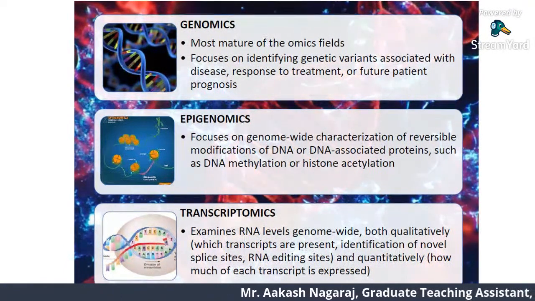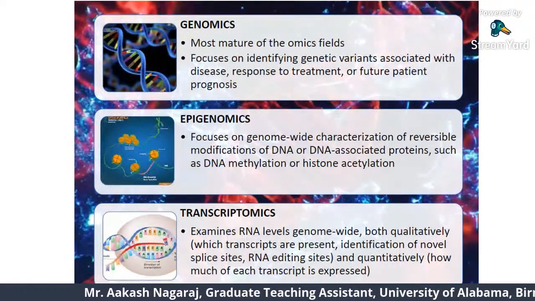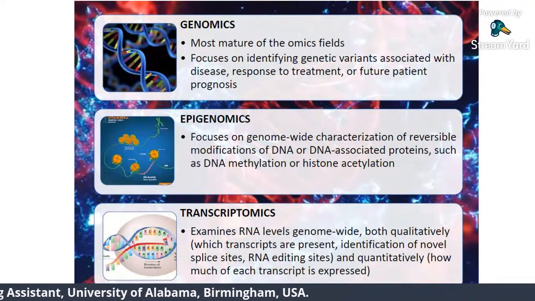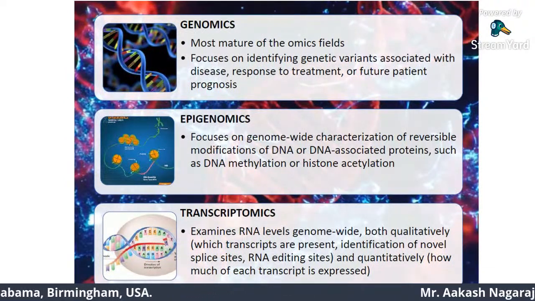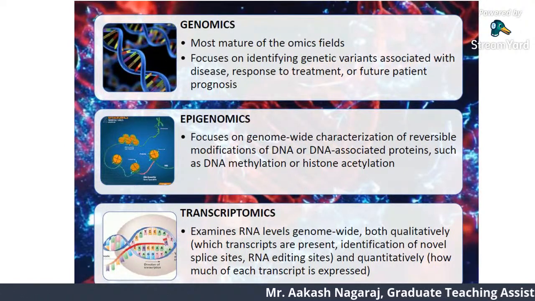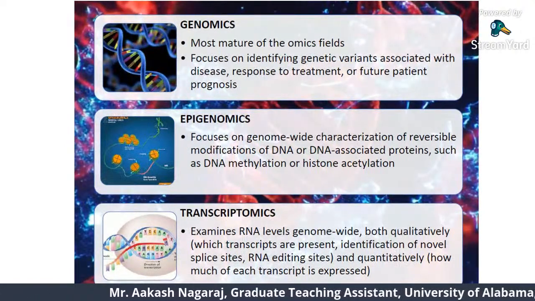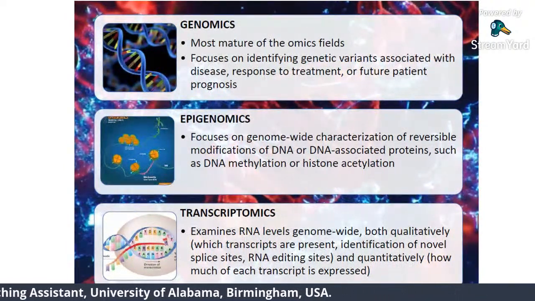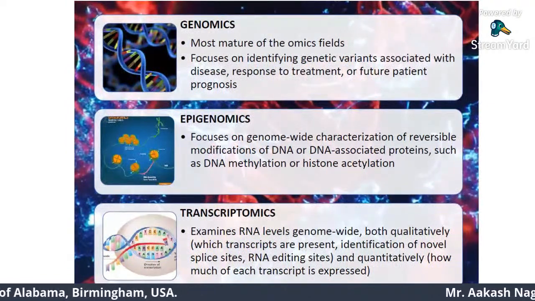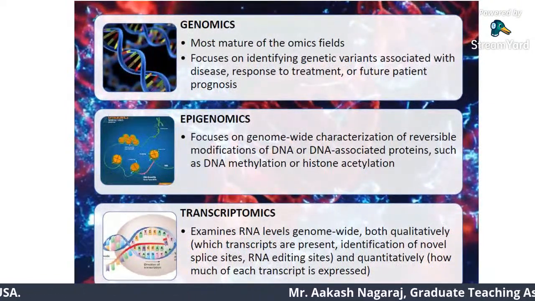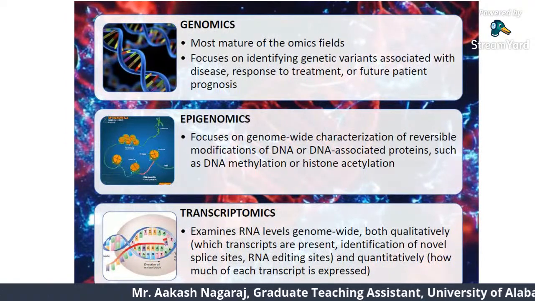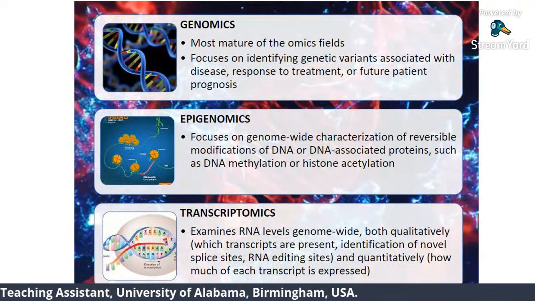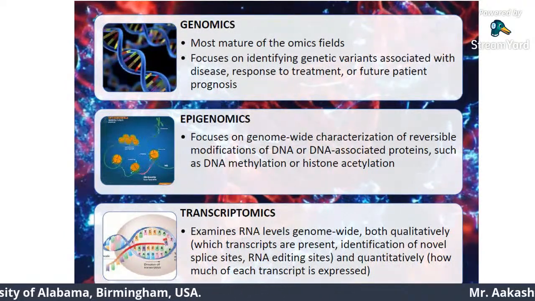These slides get more in detail about it. So first is genomics. That's the most mature of the omics fields. It was the oldest. This is focused on identifying genetic variants associated with disease and response to treatment or future patient prognosis. So sometimes certain diseases may be associated with certain genetic variants.